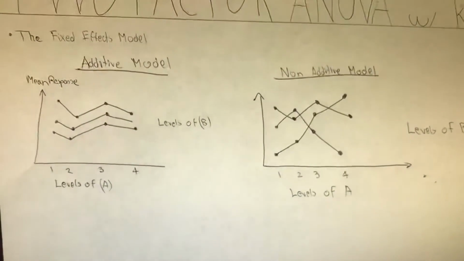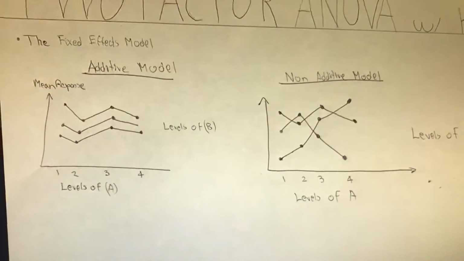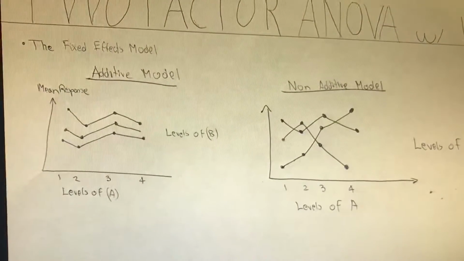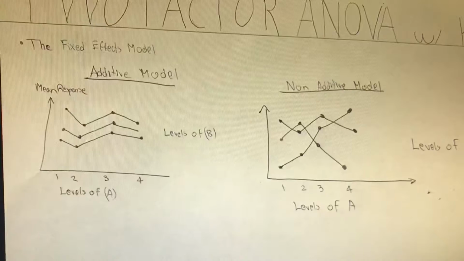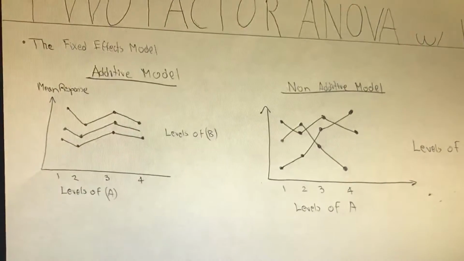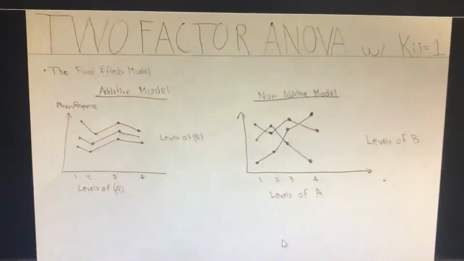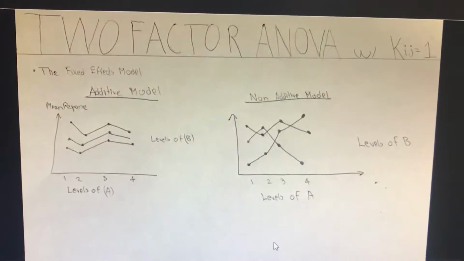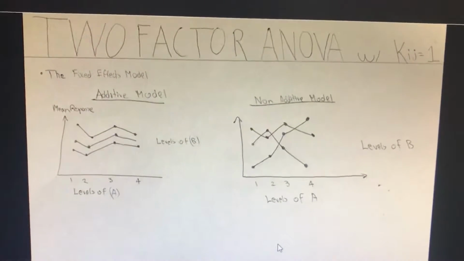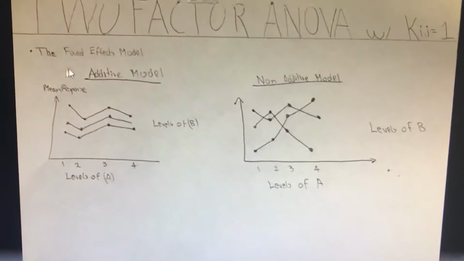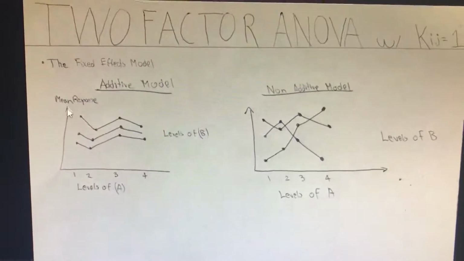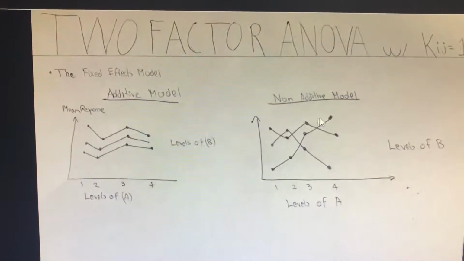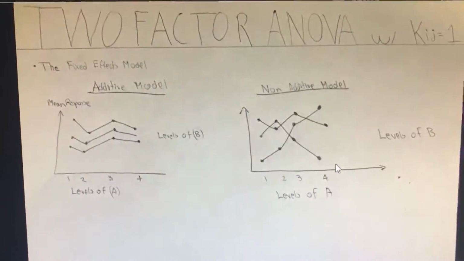Within the two-factor ANOVA, we have the fixed effects model. This model is where the true average result is due to factor A at the I level and the factor B at the J level. To be clear, that means that factor A is completely independent from level J, which corresponds in this case to factor B. These two graphs do well in showing how an additive model would behave. It's more linear and pattern oriented, whereas the non-additive model is all over the place and more random.